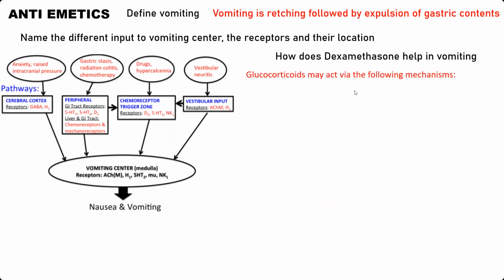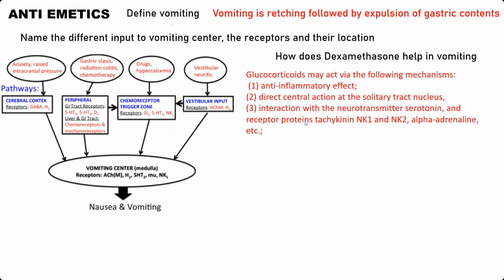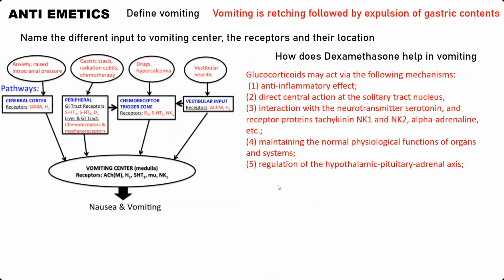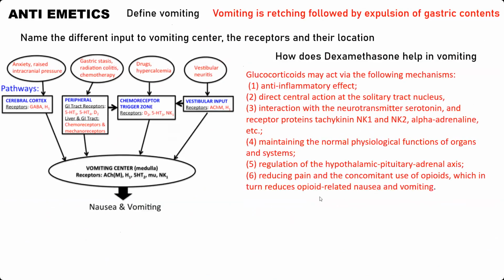A lot of mechanisms. Glucocorticoids may act through the following mechanisms: anti-inflammatory effect, direct central action on the solitary tract nucleus, interaction with neurotransmitters serotonin and receptor proteins tachykinins NK1 and NK2 and alpha adrenaline, maintaining the normal physiological functions of organs and systems, regulation of the hypothalamic pituitary adrenal axis, reducing pain and concomitant use of opioids, which in turn reduces opioid-related nausea and vomiting. So these are all the various mechanisms. Earlier nobody knew how dexamethasone acts, but now these are the proposed mechanisms. They are not exactly the final word, but different mechanisms are proposed as the modus operandi of dexamethasone.